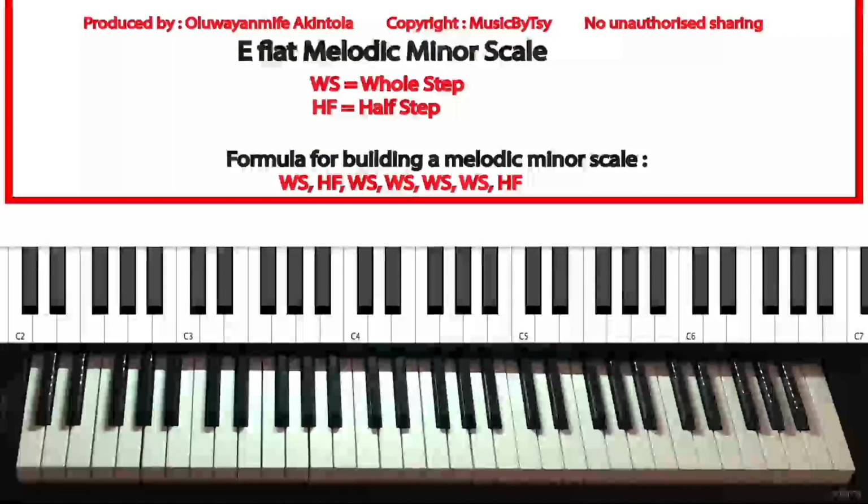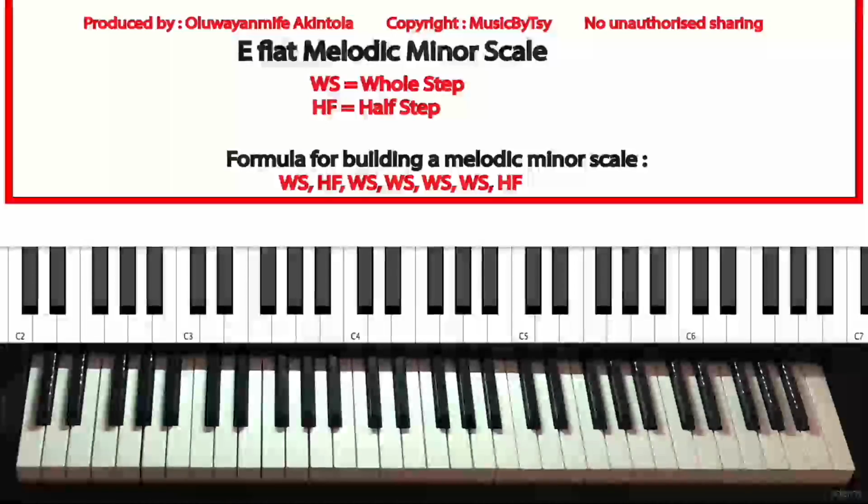Now, the other method that we can use to build the E flat melodic minor scale is to take the natural minor scale for the key of E flat and then to increase the 6th note by a half step, and then to also increase the 7th note by a half step. Now, doing that is going to give us the E flat melodic minor scale. So yeah, let's do that.